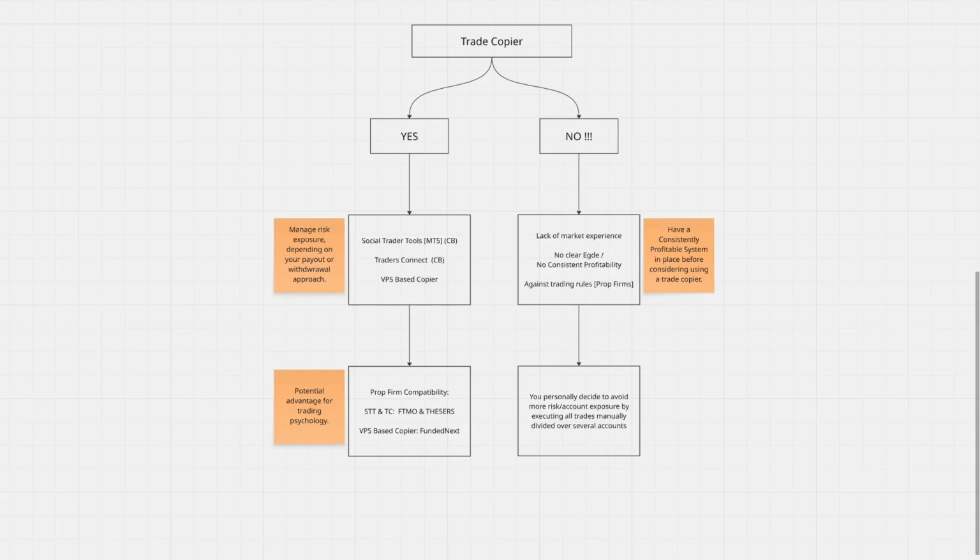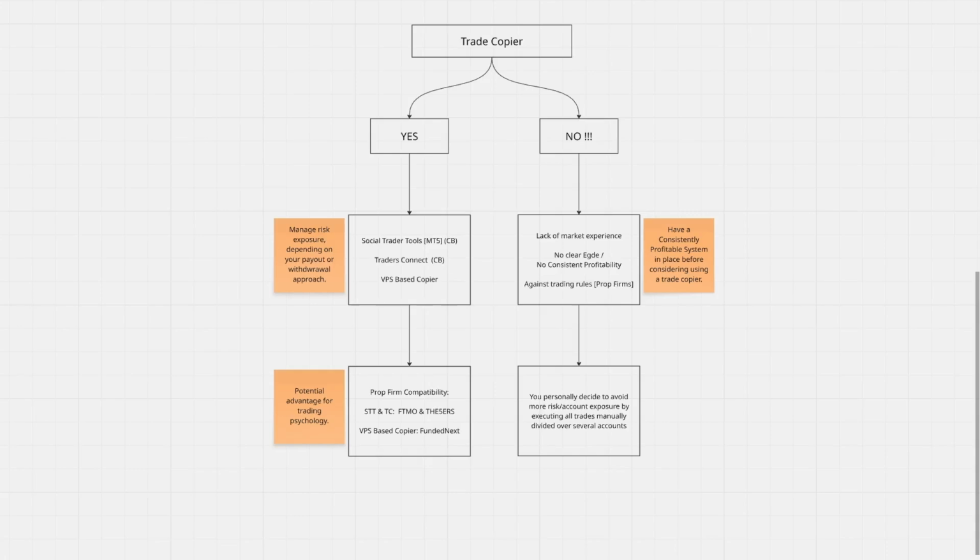First and foremost, if you lack market experience, if you haven't at least been profitable consistently with a disciplined approach for at least 6 months or more, you should not even consider using a trade copier because it would only expand your exposure and it would sabotage your own development of a clear system with great risk management. So as long as you don't have a clear edge, no consistent profitability, you should stay away from using a trade copier.